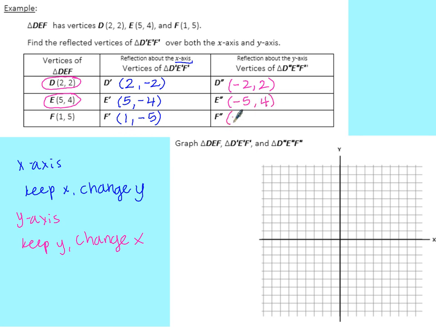And then here we're going to say for point F, we were at 1, 5. We're going to change our x and keep our y. So there's all of our new points there. I'm going to go ahead and graph each of these.